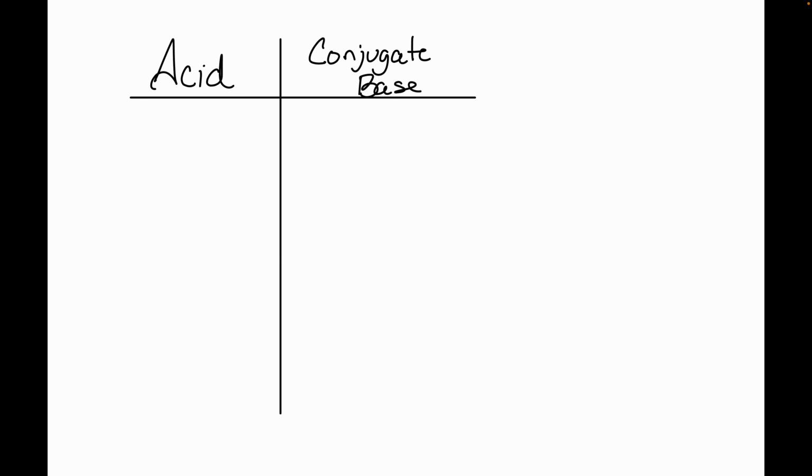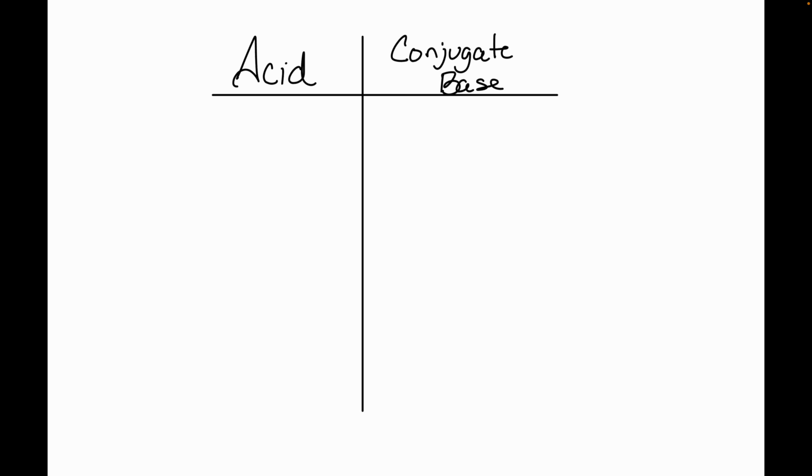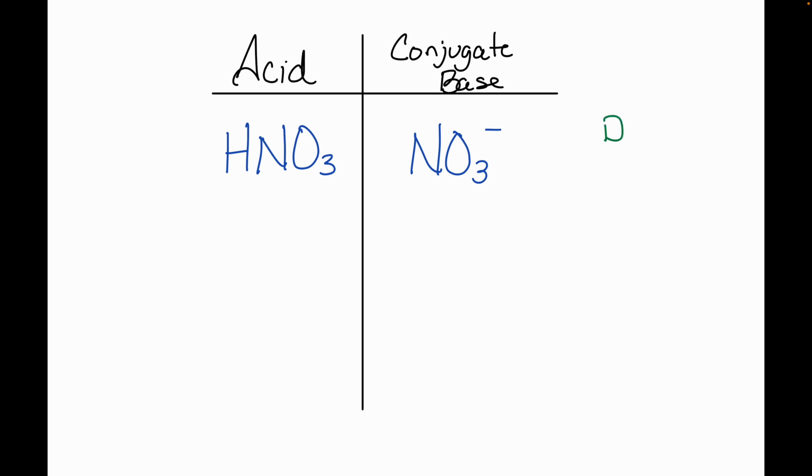All right, and our example was we took nitric acid, HNO3, and we showed that when this donated a proton, it became the nitrate ion. If we look at what we had to do in order to get that formula, what did we do to the number of hydrogens? We decreased our number of hydrogens by 1, and also we decreased the charge by 1.